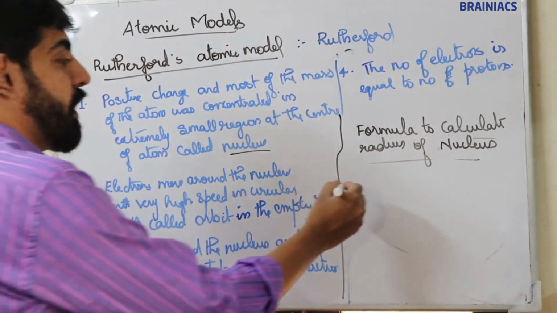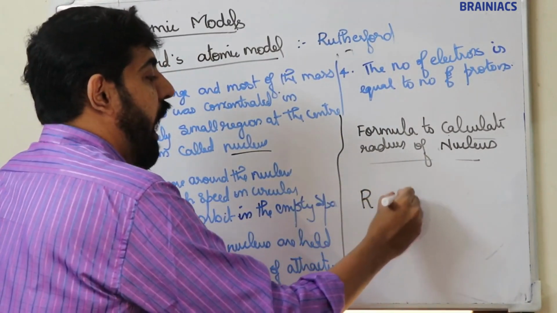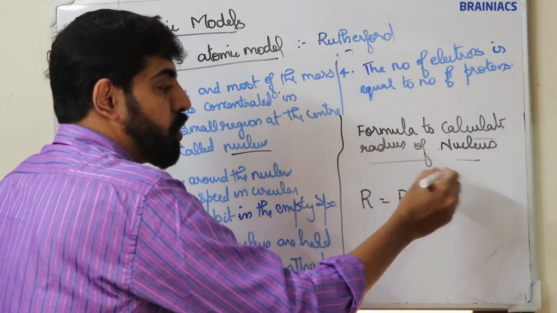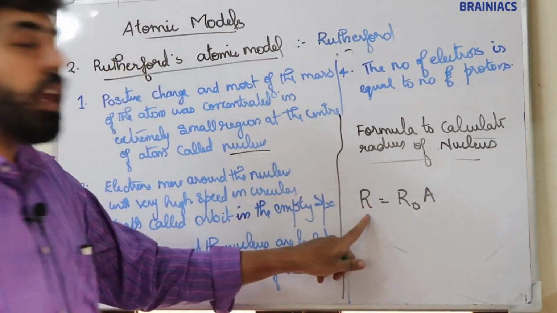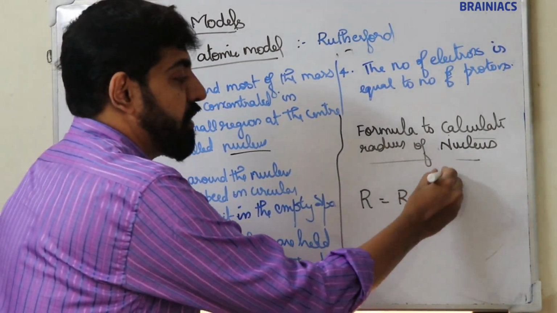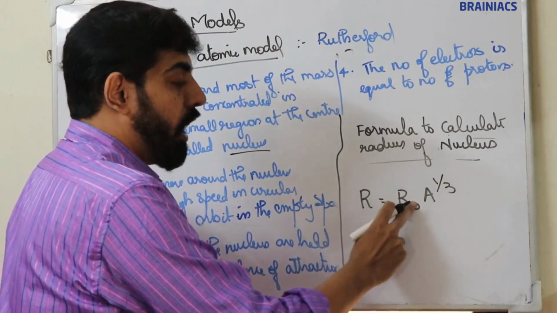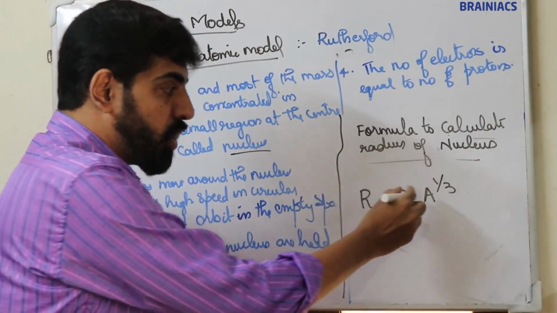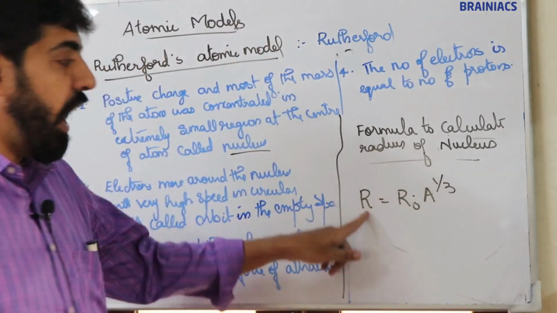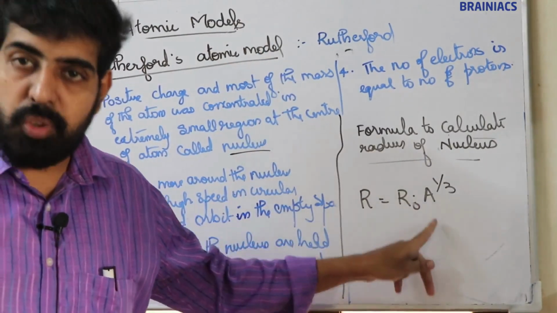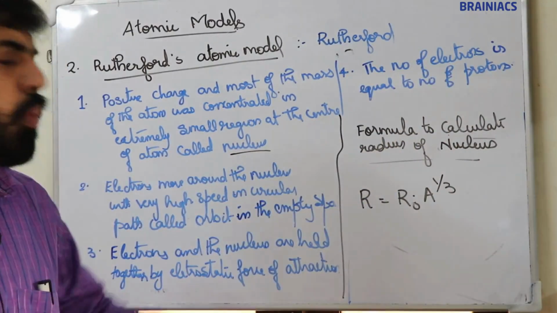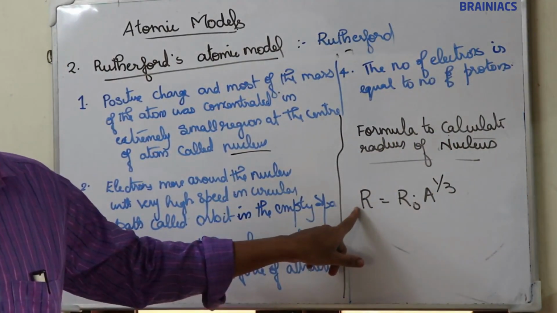And the equation is R is equal to R0 into A raised to 1 by 3. R is equal to R0 into A raised to 1 by 3. Now what is R? R is the radius of the nucleus.